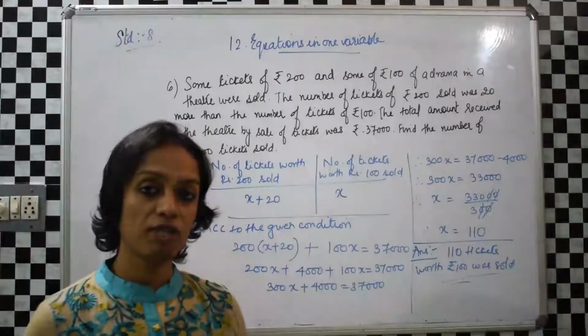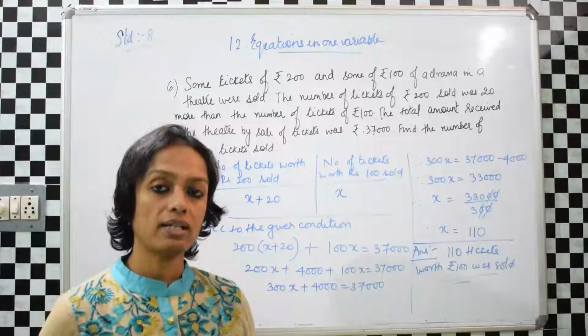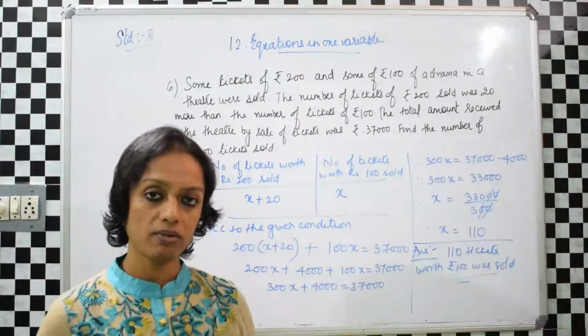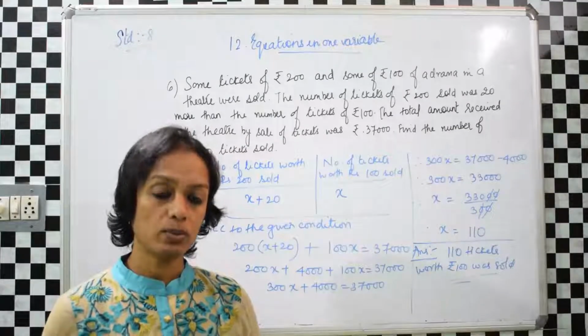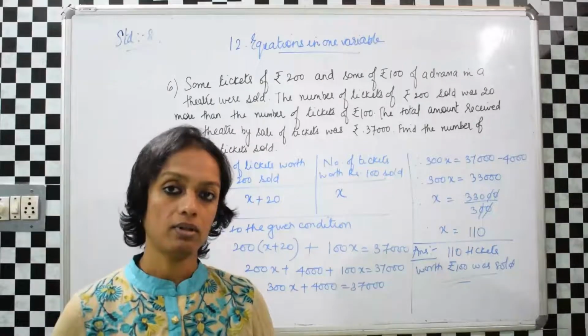So with this we finish the 6 sums of this practice set. The remaining 4 sums are omitted from the syllabus. We also finish with this chapter. In the next lecture we will be starting with the new chapter. Thank you students.